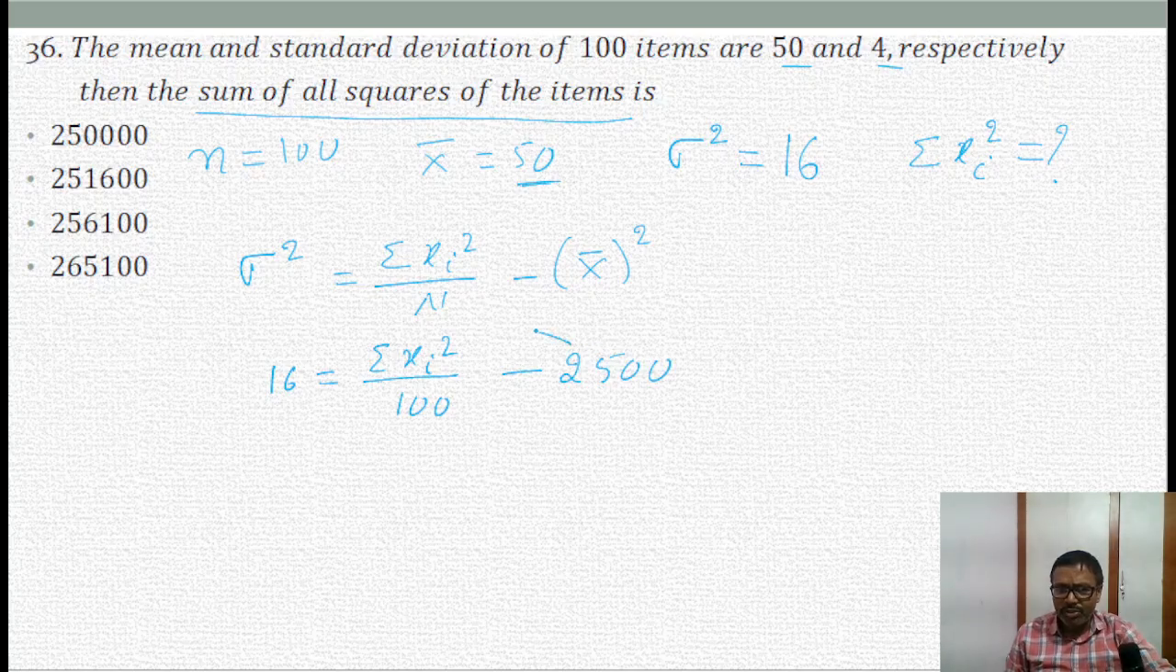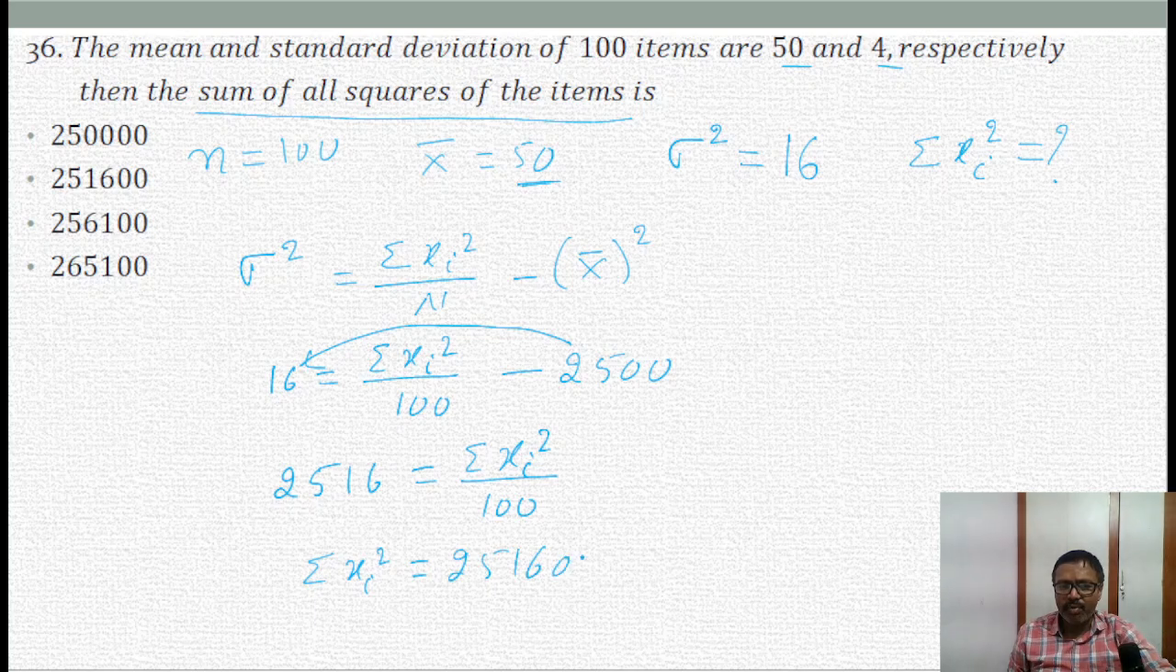2500. Shift this 2500 into the left hand side, so it will be plus 2500. So you will get 2516 is equal to sigma xi square divided by 100. So sigma xi square is equal to 251600. Which option do you have, friends? Option 3 is the right answer for this. Okay, let us move on to the next one.